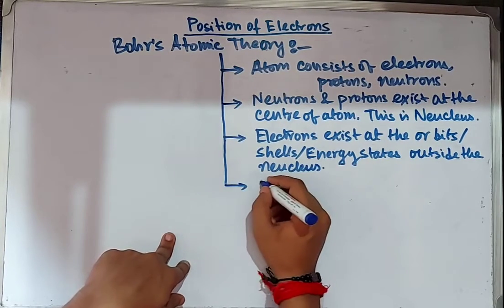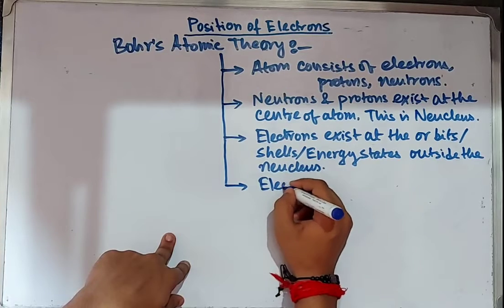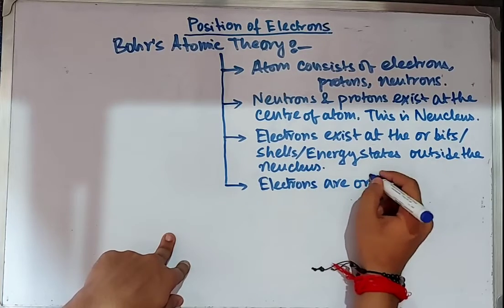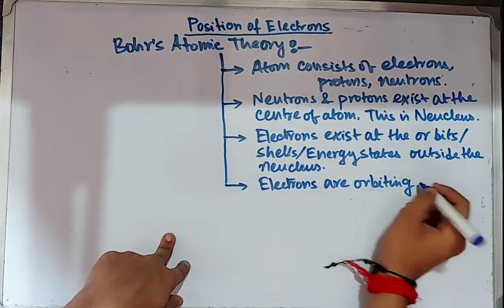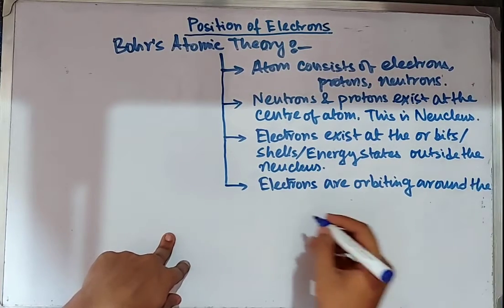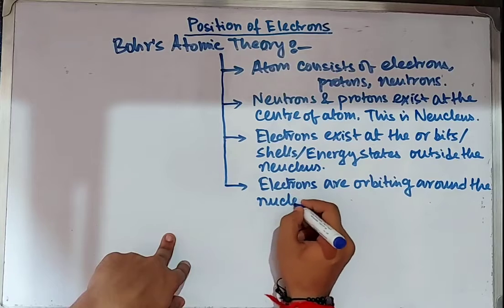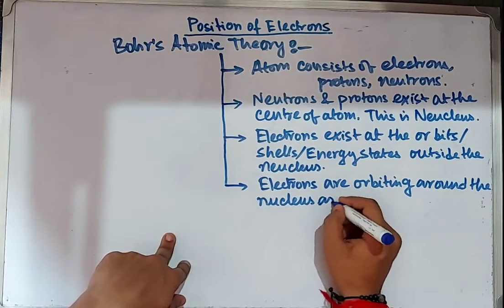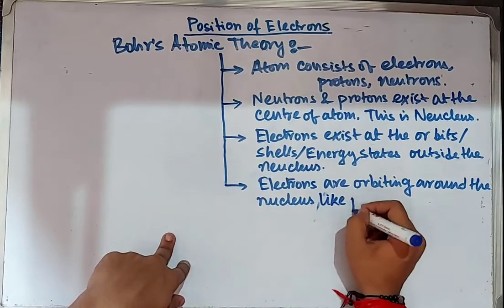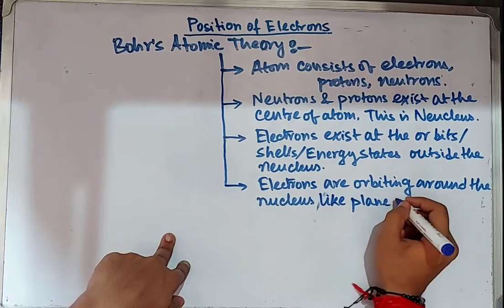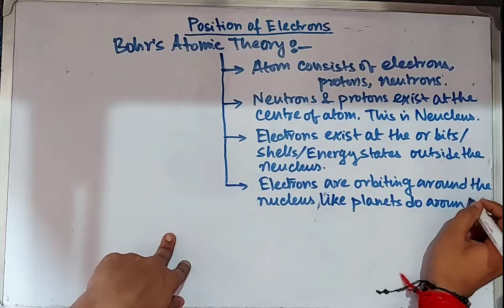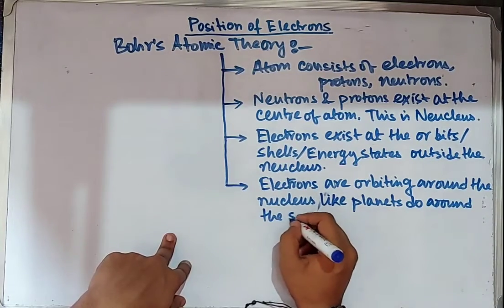The fourth point is, electrons are orbiting around the nucleus, just like the planets do around the sun.